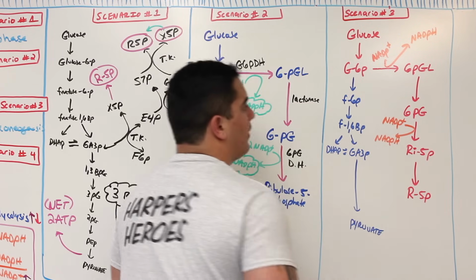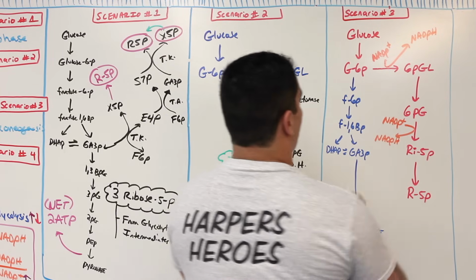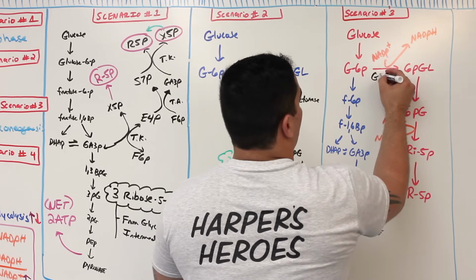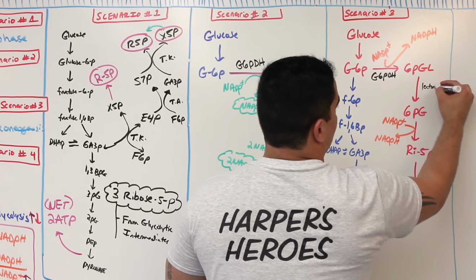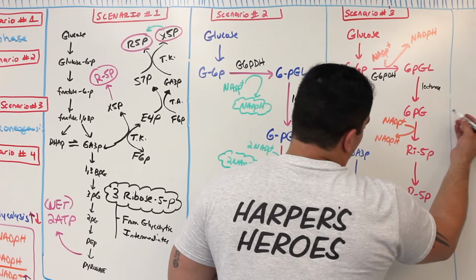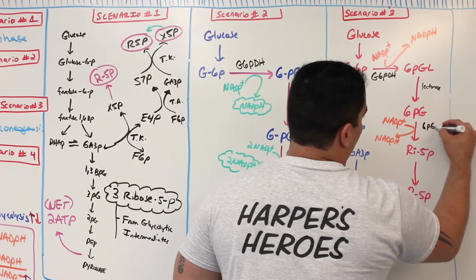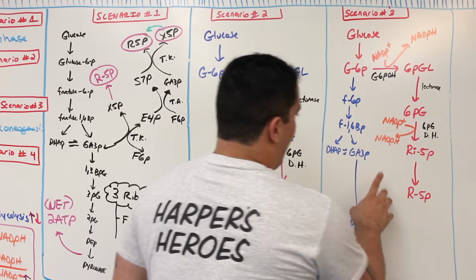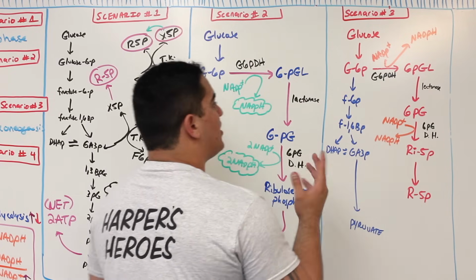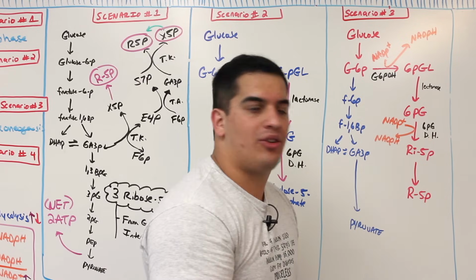Cool. And if you remember, just to reiterate, this is glucose 6-phosphate dehydrogenase. This is lactonase. And this is specifically 6-phosphogluconate dehydrogenase. Now, I made R5P. Well, I just said I don't want to make R5P. What do I do with that?